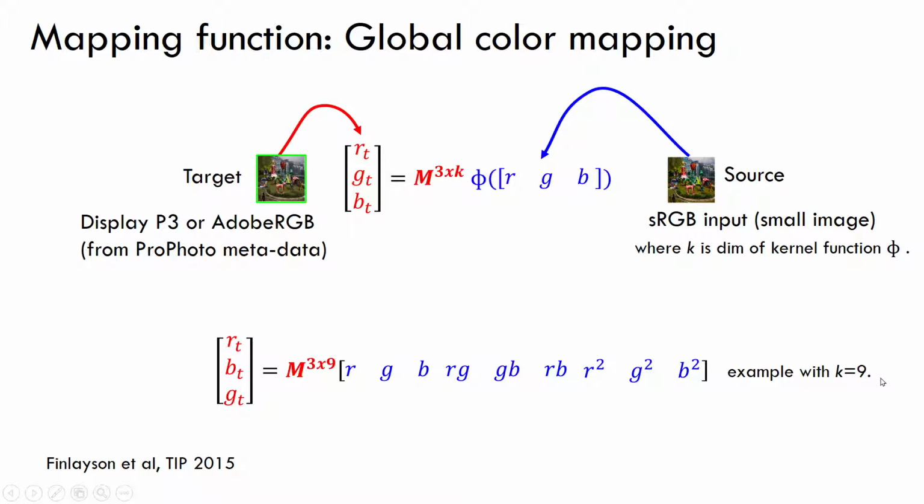Now, when I compute my color mapping functions, I have a couple options. One color mapping function could be a global mapping function. So if I have my sRGB image, and remember we have our target image, which is computed from those ProPhoto metadata, we've either converted to Display P3 or Adobe RGB. Now I can compute a polynomial mapping function that converts this image into this image. And Graham Finlayson has a very nice paper that talks about many different options you have with these type of color mapping functions.